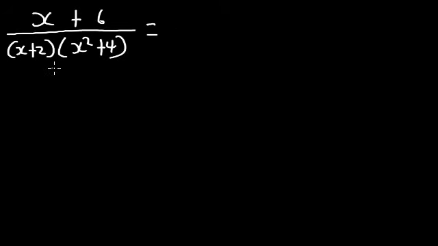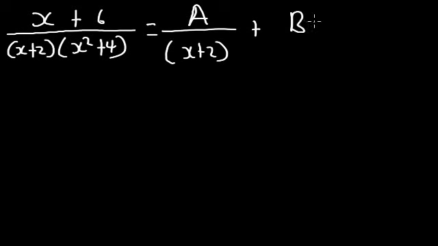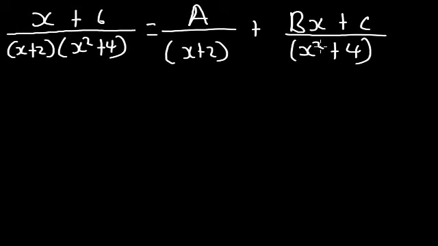So we can see that we have a linear factor and a quadratic factor. What we do is assign a certain constant a to the linear factor x plus 2. Then plus, for the quadratic factor, it has two constants. The first one is b, which has to be associated with x, and the other one is c, all divided by x squared plus 4. And that's it.